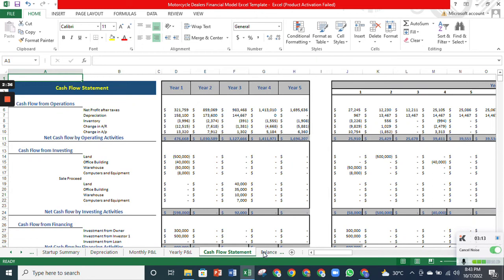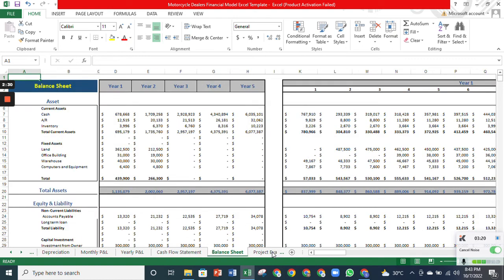The cash flow statement. The cash flow statement provides you with the cash inflow and outflow in your business. Similarly, the balance sheet will tell you the financial position of the company. It consists of the total assets, equity, and liability.